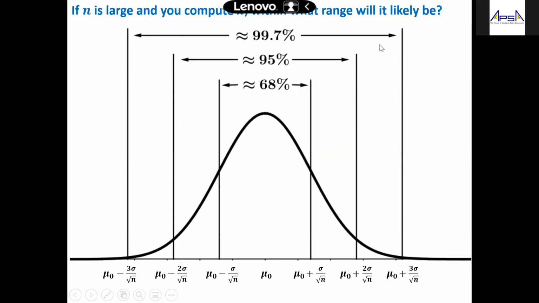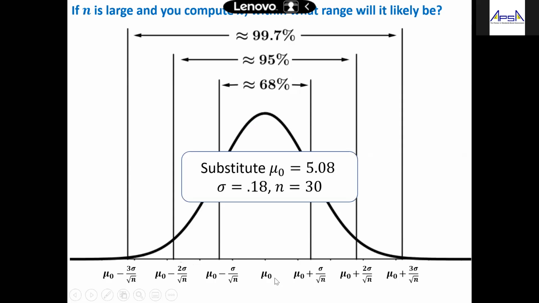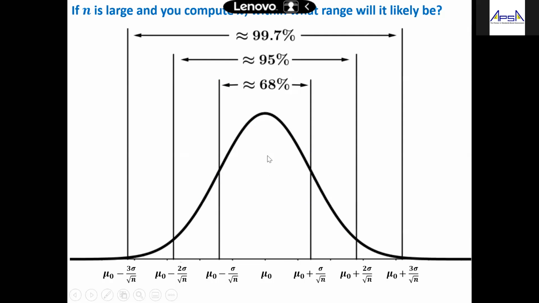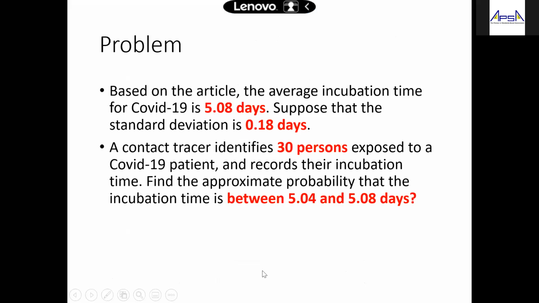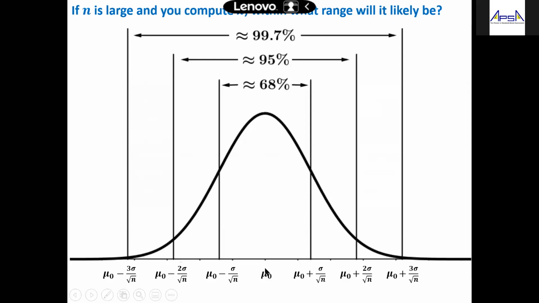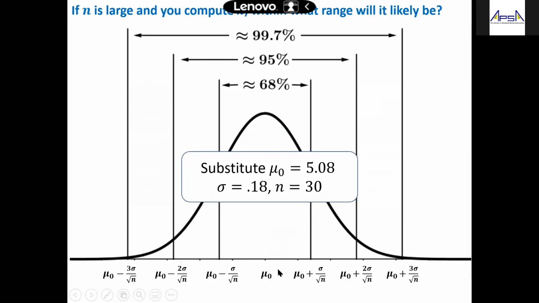Okay, so balik tayo dito. Kung hindi natin naintindihan kanina, hopefully ito baka mas maintindihan natin. Substitute nyo. Yung mean natin is 5.08, yan yung incubation time. Sigma is 0.18. N is 30 kasi we identified 30 people. Ayan. So substitute nyo lang. Substitute 5.08 here. 0.18 divided by square root of 30. Ayan. So isa-isayin nyo lang.